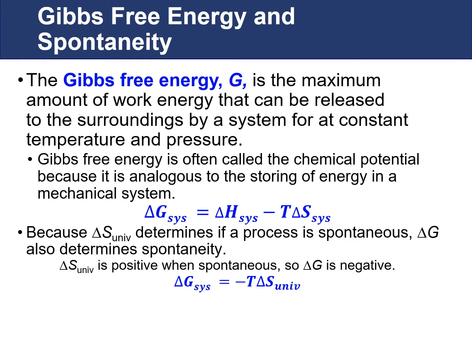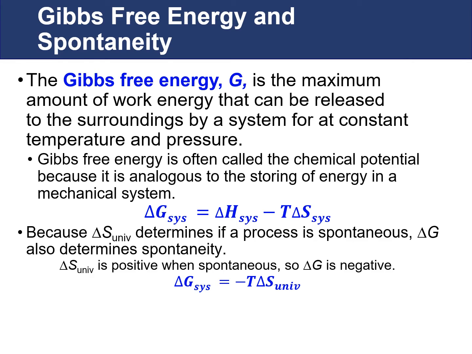So the Gibbs free energy itself is the maximum amount of work energy that can be released to the surroundings by a system for a constant temperature and constant pressure reaction. So as long as we keep the temperature the same, and as long as we keep the pressure the same, we will be able to determine how much work energy we can get out of a particular process.